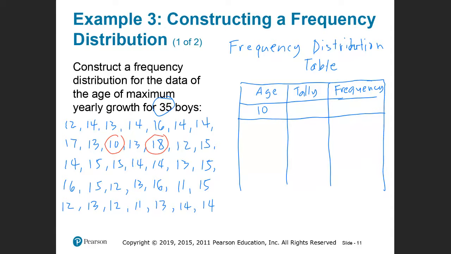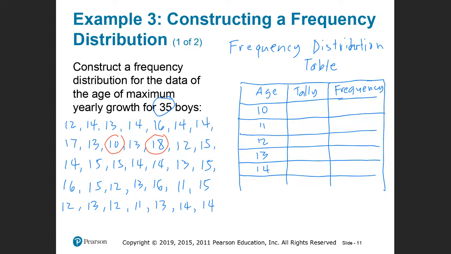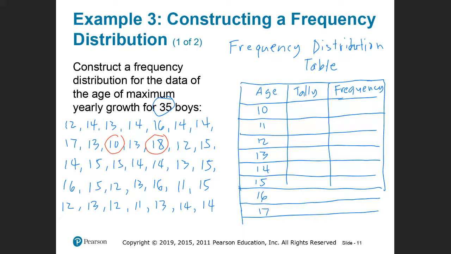And then we'll have 11, 12, 13, 14, 15, 16, 17, and the highest is 18. So that would be the last one. Okay.